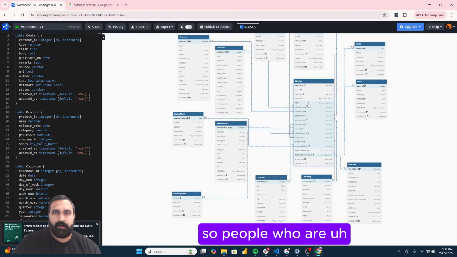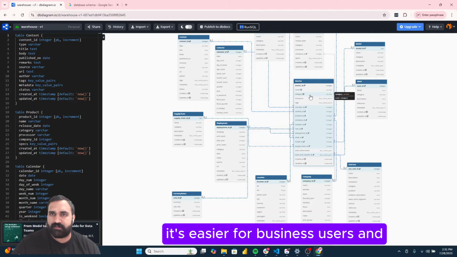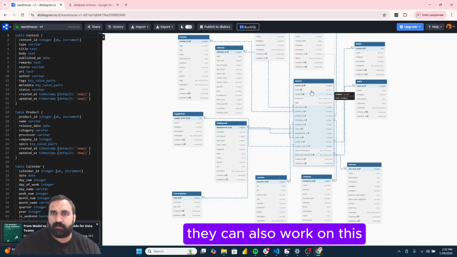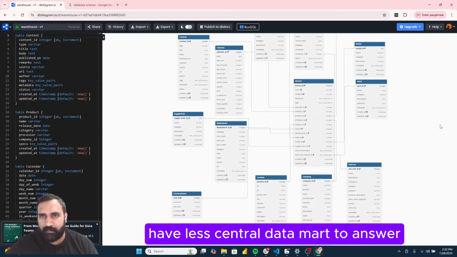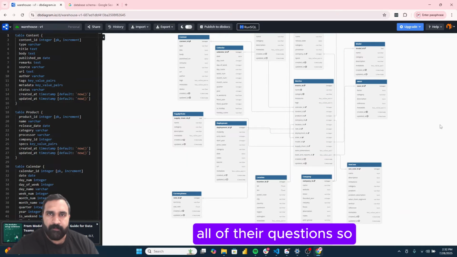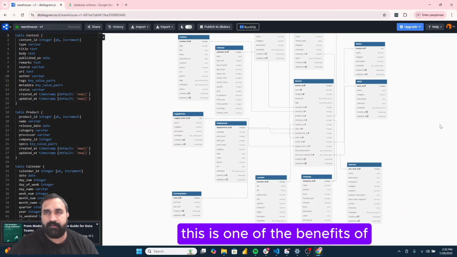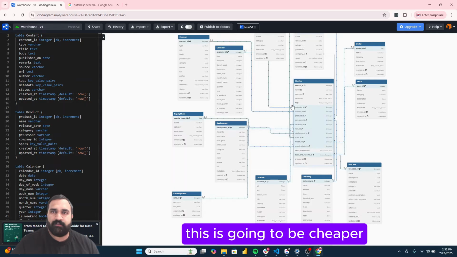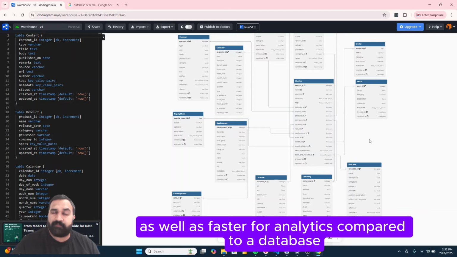It's easier for business users and business teams, not wizards who are amazing at SQL. They can also work on this, having a central data mart to answer all of their questions. So this is one of the benefits of moving away from a database structure to a data warehouse structure. This is going to be cheaper as well as faster for analytics compared to a database.